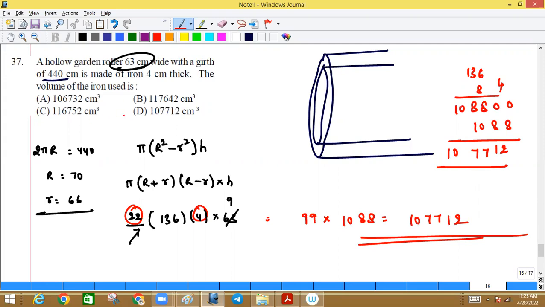So 107712. You know that it is divisible by 9. You know also it is divisible by 11. So you can check the divisibility rule of 9 and 11 from the options. This is not divisible by 9. The only number divisible by 9 is D. Okay. So like that also you can do it.